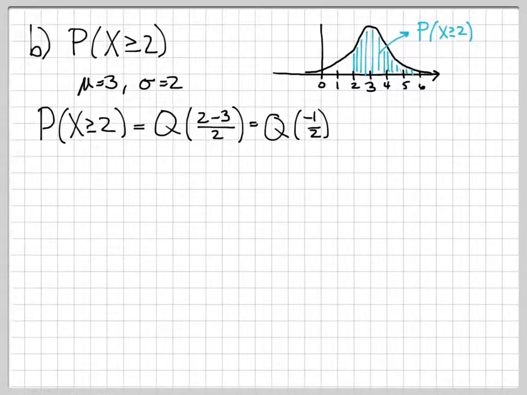We can simplify this. 2 minus 3 is a negative 1, so this is Q of negative one half. But we know that the Q function of a negative x is equal to 1 minus Q of x.